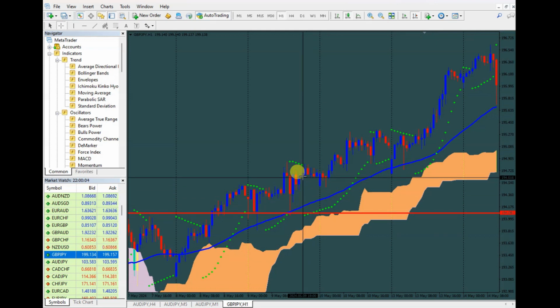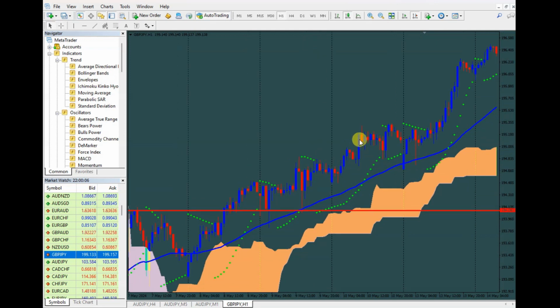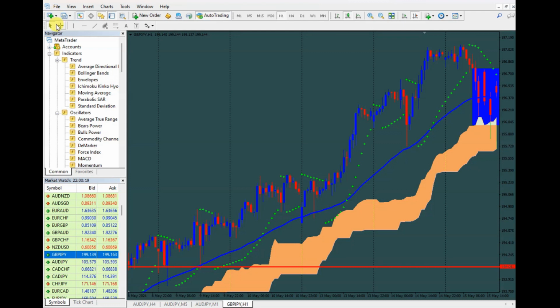Here again, you have another signal. As you can see, at this time, this signal happened here, and here you get up to 50 pips. But your target as a scalper should be 20 pips.